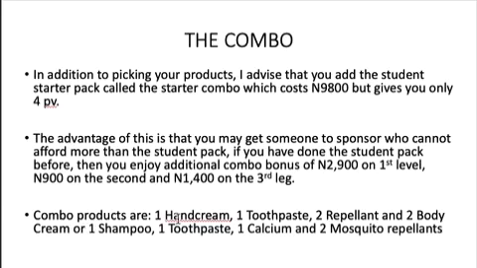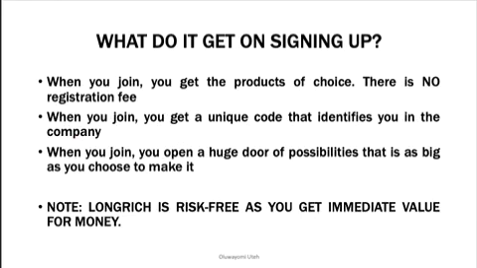So you can either have the hand cream, toothpaste, two repellents, and two body cream combo, or one shampoo, one toothpaste, one calcium, and two mosquito repellent combo. Both of them go for 9,800 naira each.